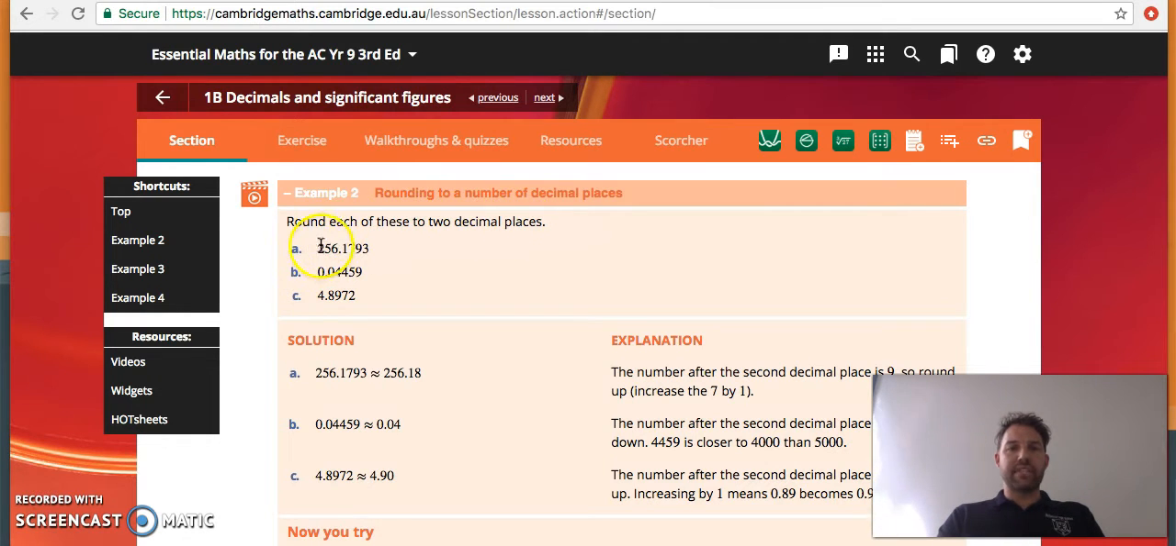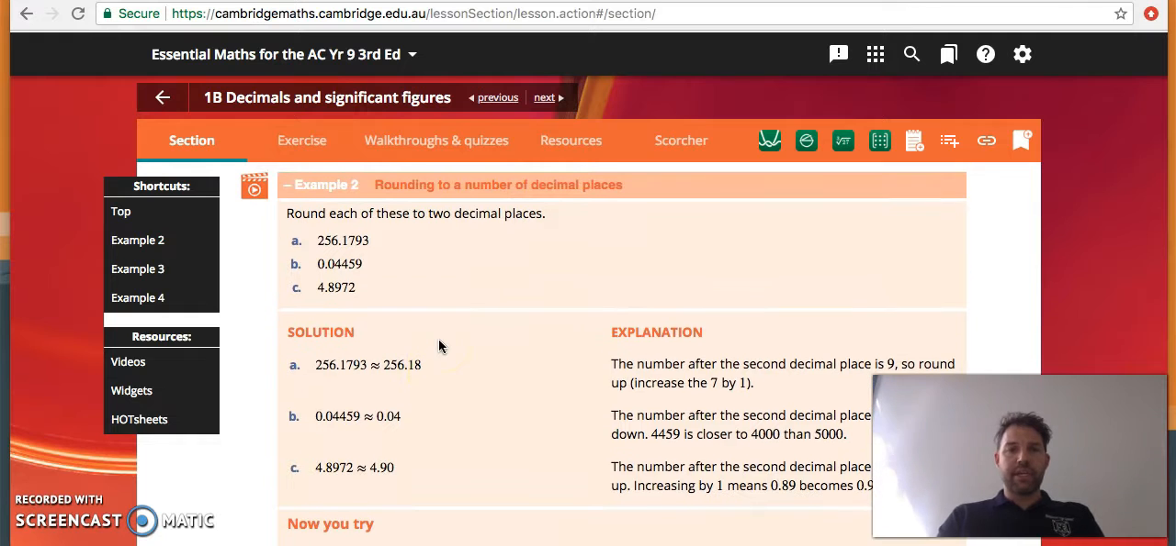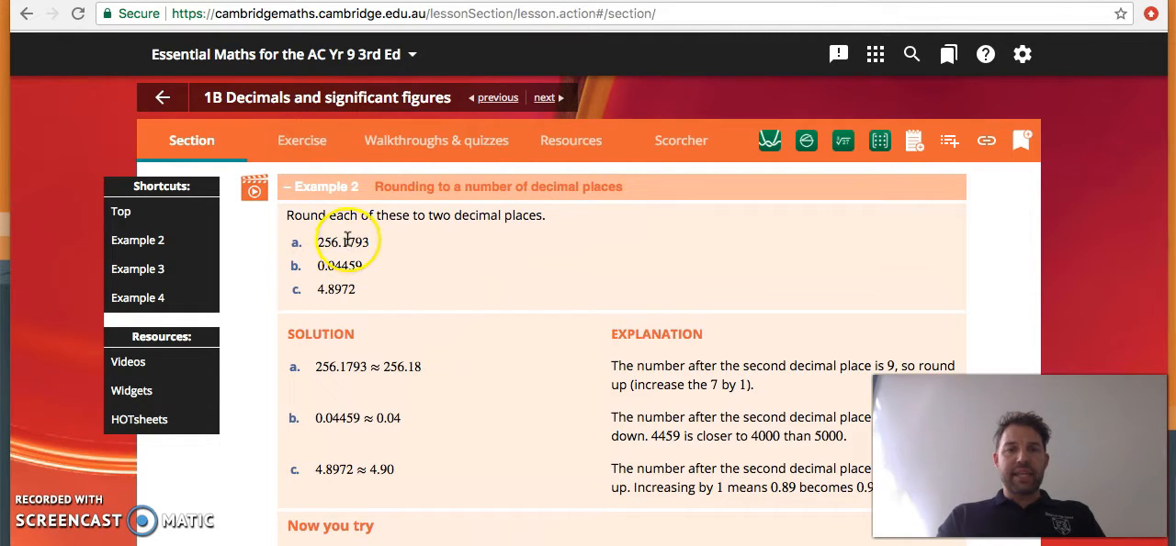Okay, so in the first example of 256.1793, there are 4 numbers after the decimal. We want to have it so there's only 2 numbers after the decimal. So we look at that second number, the 7. Do we need to take that up to 8 or keep it at 7? What we do is look at the number after it. In this case, it's a 9, which is 5 or higher. So the 7 goes up to 8.